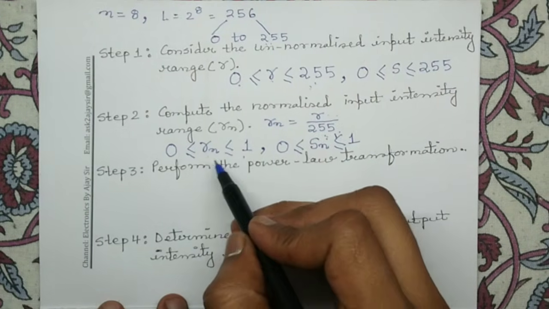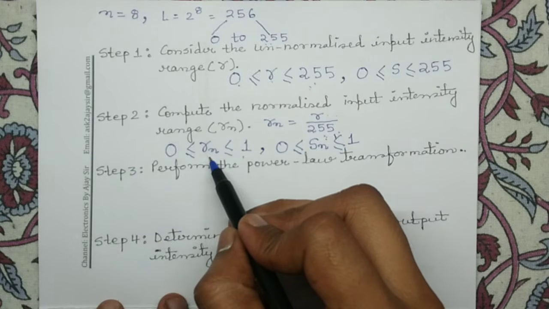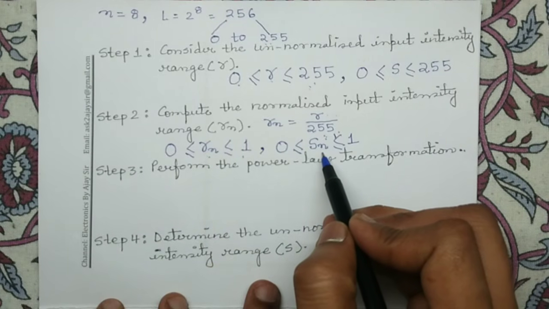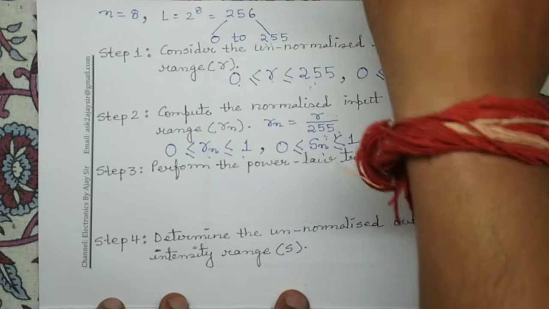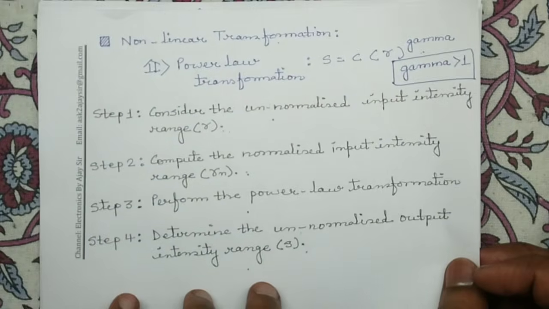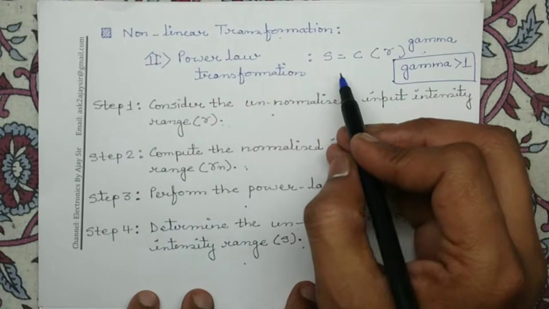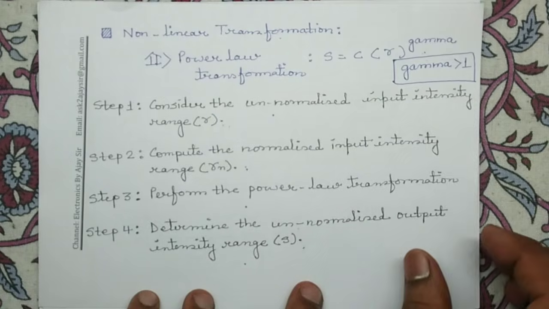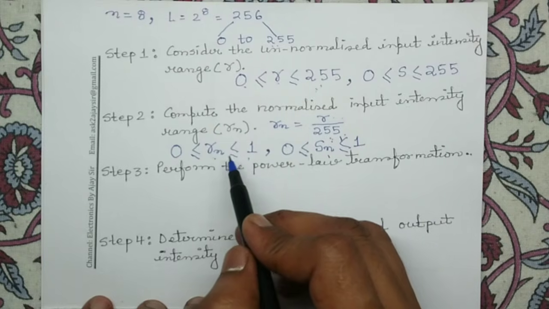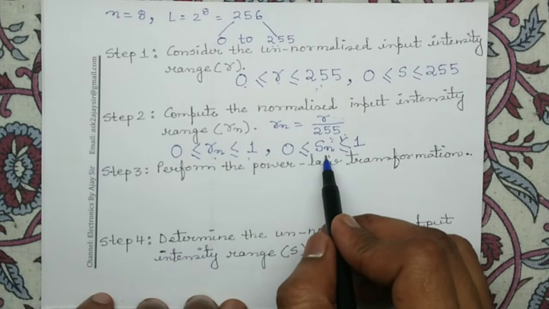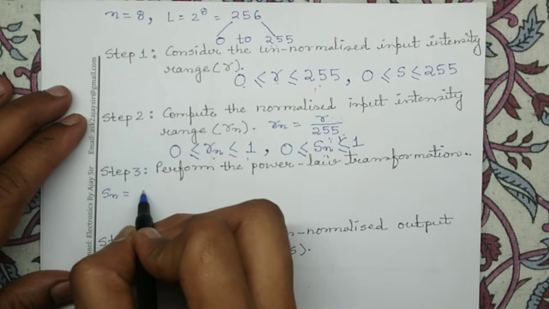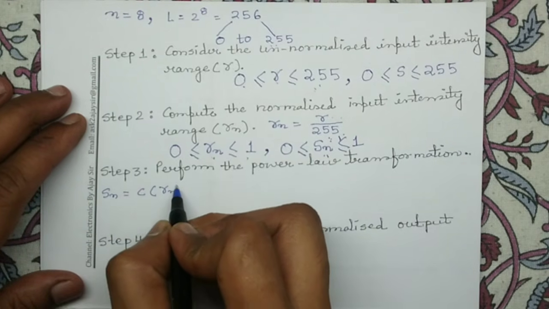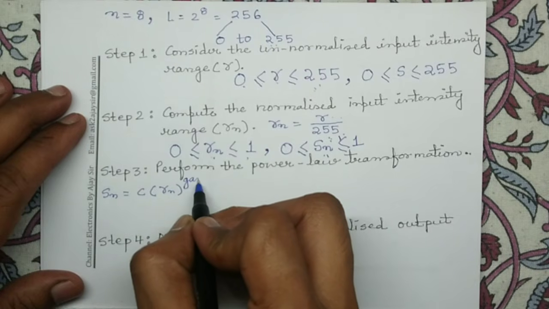Next, on this normalized input intensity range Rn and normalized output intensity range Sn, we will perform the power law transformation. We have just studied the general equation of power law transformation. It is S equals C R to the power gamma. So applying power law transformation on this normalized input intensity range Rn and normalized output intensity range Sn, we can write Sn equals C into Rn to the power gamma.